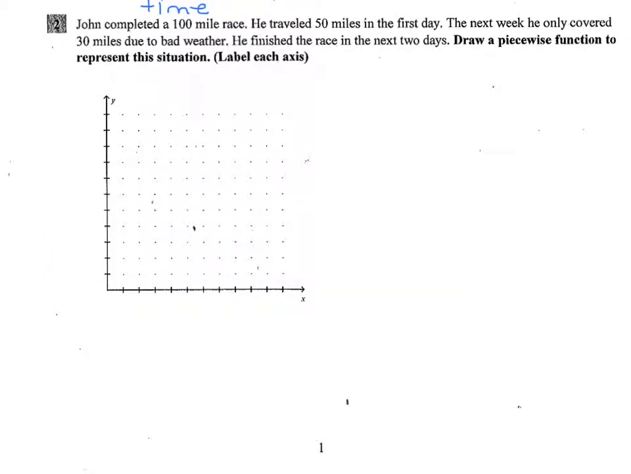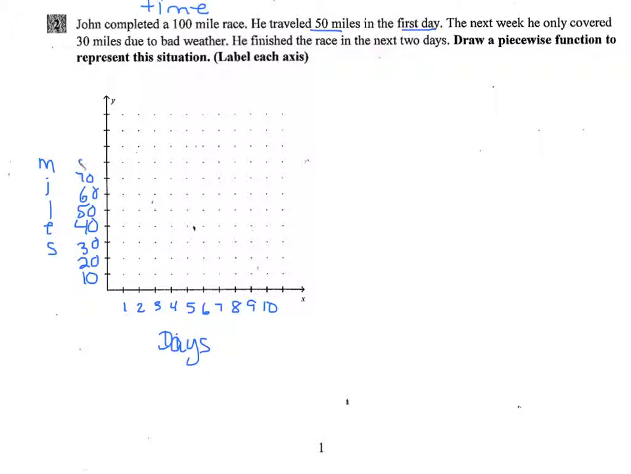Let's label the X and Y axis in number 2. We'll put time in days on the X axis and the miles on the Y axis. So let's see, he traveled 50 miles the first day. 1, 2, 3, 4, 5, 6, 7, 8, 9. Okay, we'll label the days. And the miles, it looks like, need to go up to 100. So if we count by tens, we'll be good. 40.